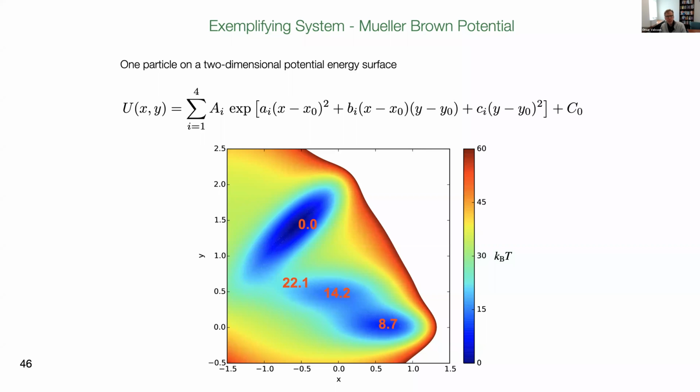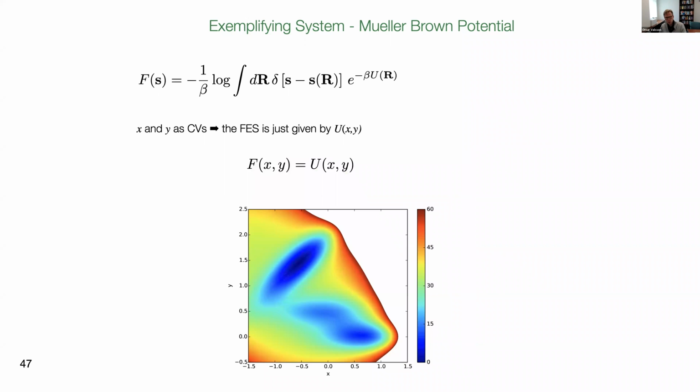And then let's take another example system, which is just a Muller-Brown potential. It's a very simple system. It's just one particle on a two-dimensional potential energy surface with the function shown here. And this is the free energy surface. We have a barrier of around 20 kBT. So we just have one particle on this surface, and in this case we're using X and Y as collective variables. So the free energy surface is just given by the underlying potential landscape. I will use this as an example to show the effect of the bias factor.